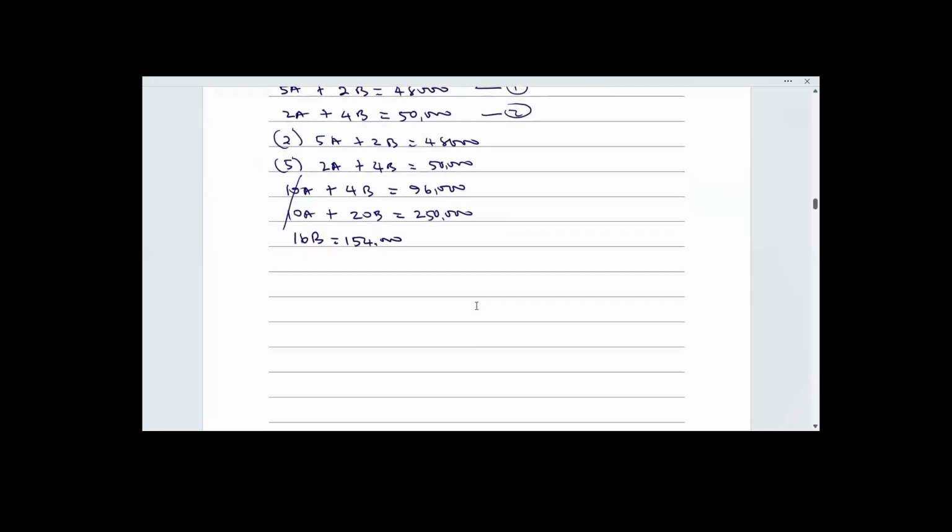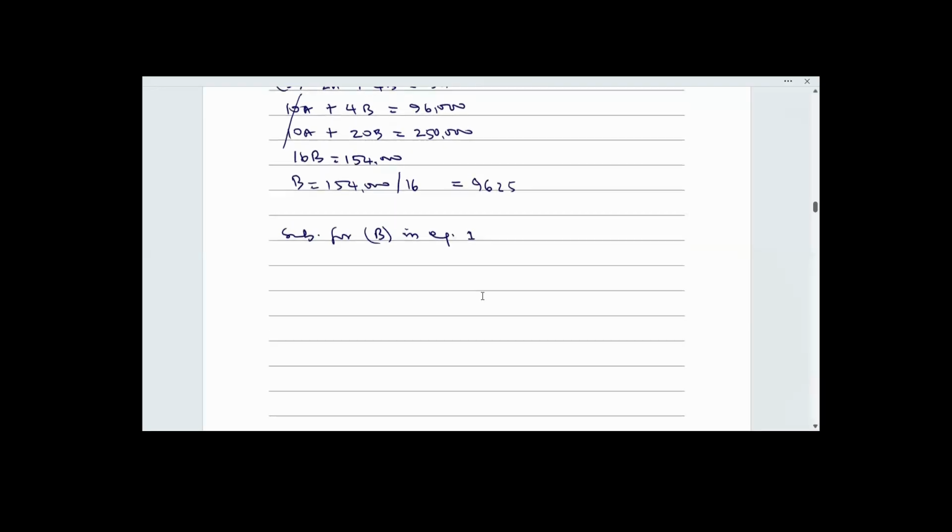Therefore, B equals 154,000 divided by 16, which is 9,625. Okay, I would then say substitute for B in equation 1. Anywhere you see B, put 9,625.